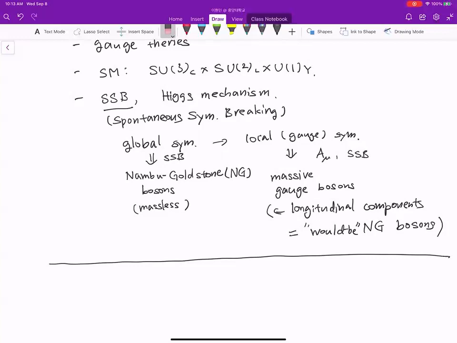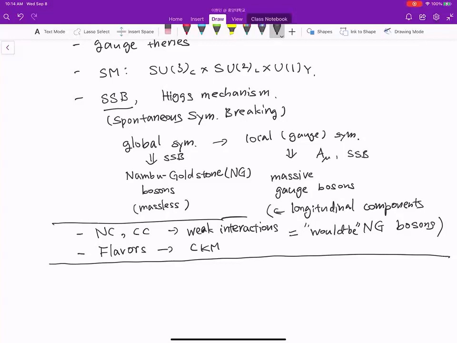After that, we are going to discuss the details of the weak interactions, like the neutral current. And after that, not today, but maybe tomorrow or next week, the neutral current and charged current. Those are very important for electroweak, describing the weak interaction. Neutral current and charged current, and also flavors. So this is the CKM mixing, and the fermion masses. So those will be next week.